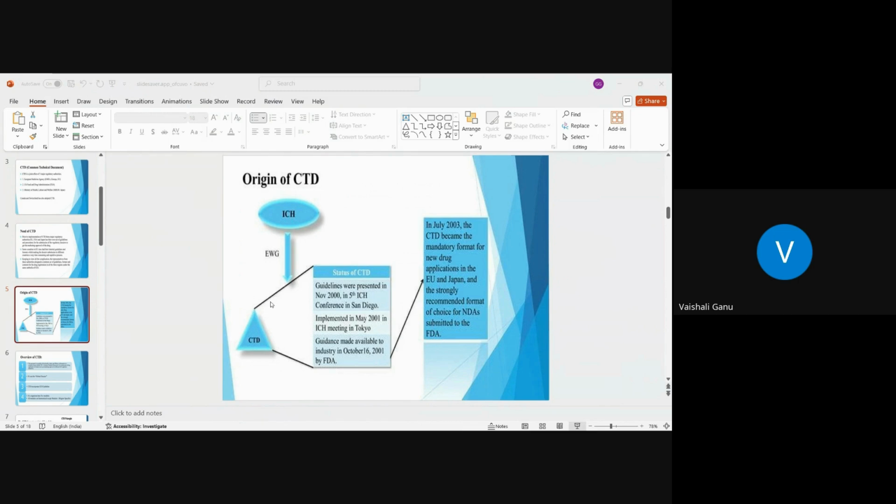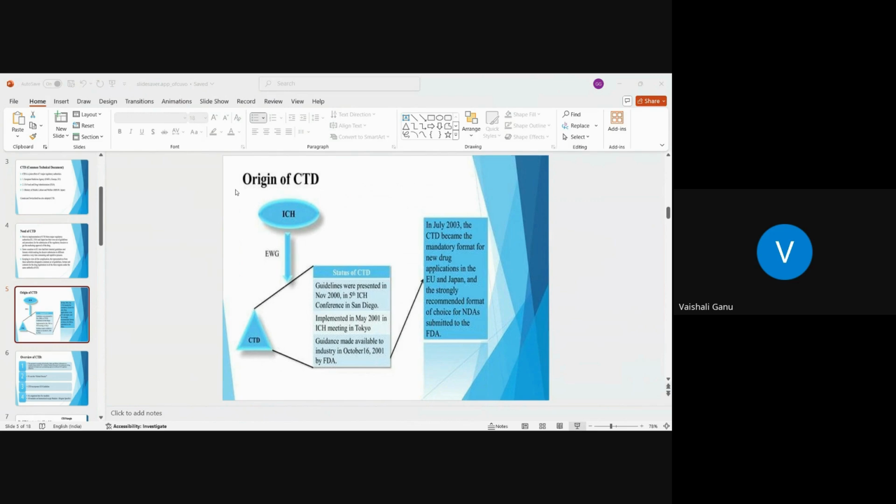The stages which I described: the draft was presented for companies or industry to provide their comments, and then it was implemented, and in 2001 it became effective. Since 2003, Europe and Japan mandated the use, and FDA kept it as optional. So that's how the CTD guidance followed its effective process.